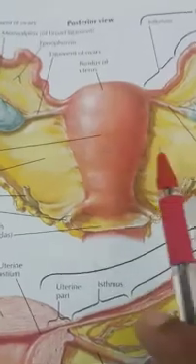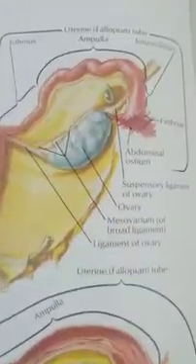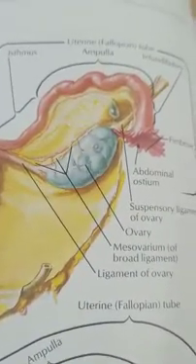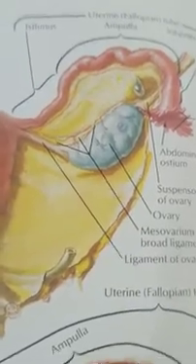The nerve supply is by sympathetic and parasympathetic fibers. Sympathetic by T10 and T11 segments, parasympathetic by S2 to S4 segments. Sympathetic and parasympathetic. Okay.